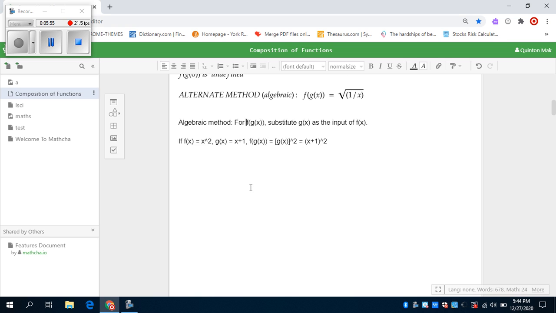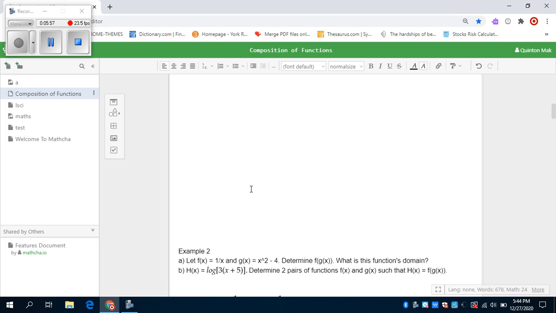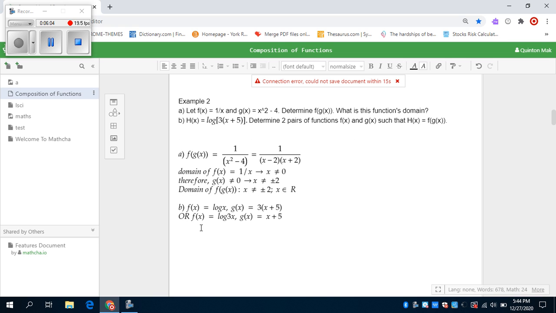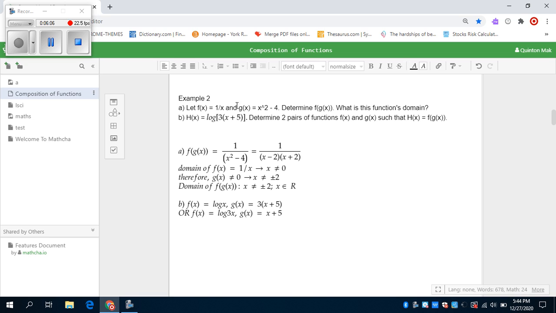Example 2. Alright, you can pause the video and try it yourself. Let's get into the second example. For A, we're asked for f of g of x. So we just substitute g of x into f of x, so we get something that looks like this.